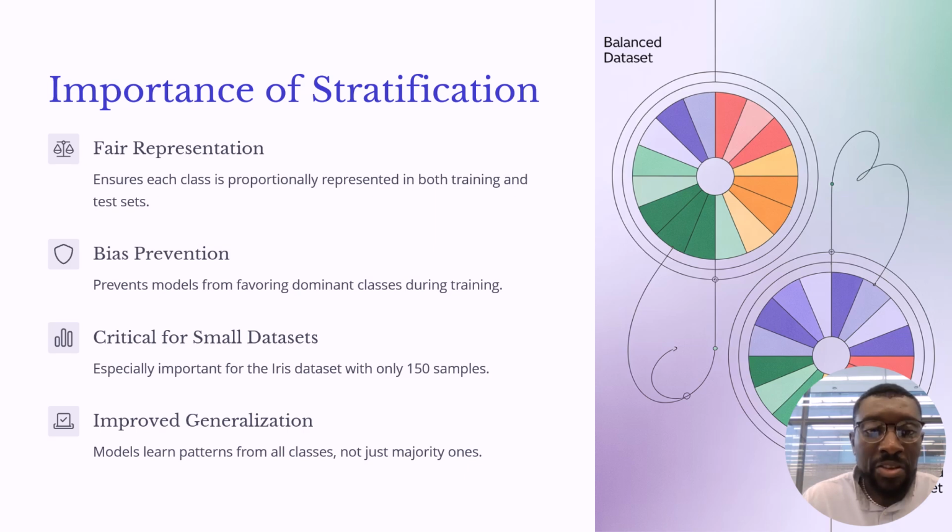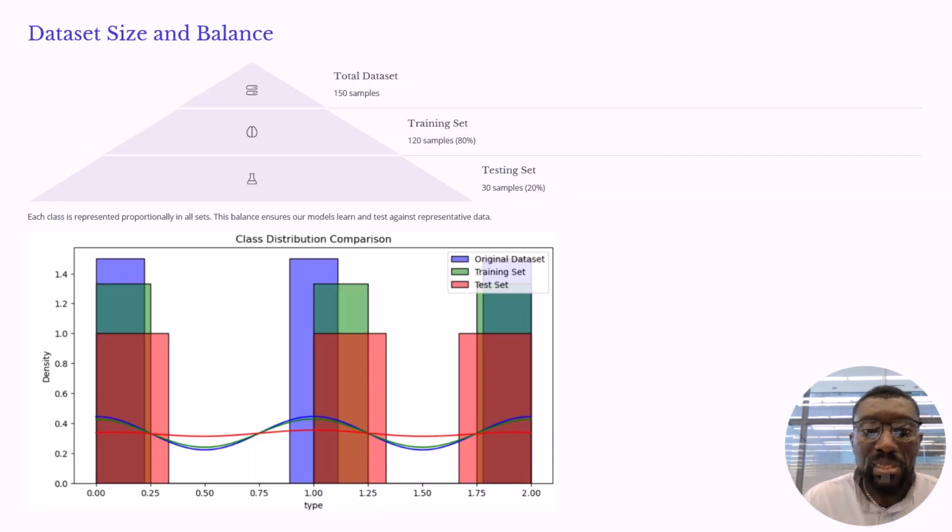Then we have to look at the critical aspect for small data sets, especially in our case because we have just 150 samples, which is pretty small for the iris data set. Usually for bigger samples, we shouldn't have too many issues, but since it's 150, we have to consider other factors. And then also to improve generalization.